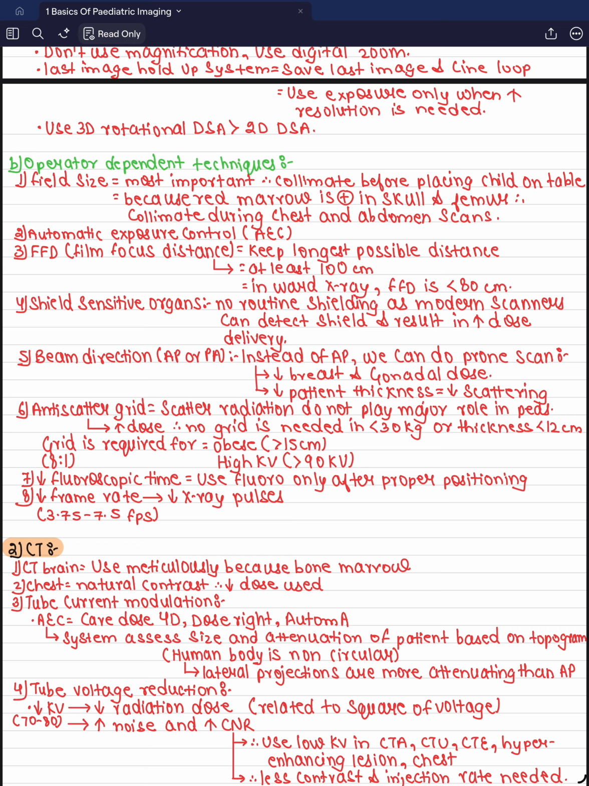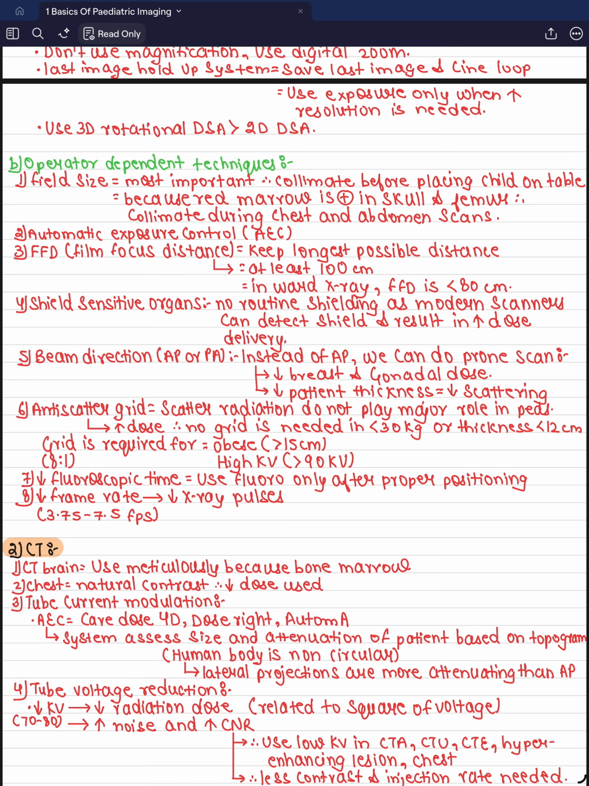Should we use shielding these days? Should we shield sensitive organs like gonads? The answer is no. In today's time, no routine shielding. Why? Because the modern scanners we have can detect that shield, and then they will use an increased dose because they can sense that a shield is there. So paradoxically it will increase the dose to the baby. So do not shield in today's time.